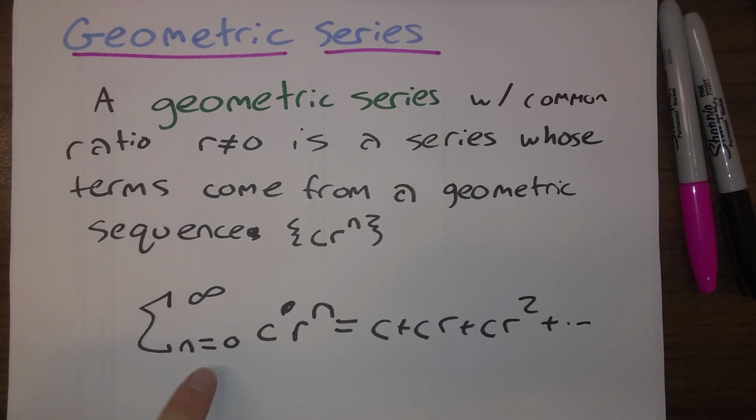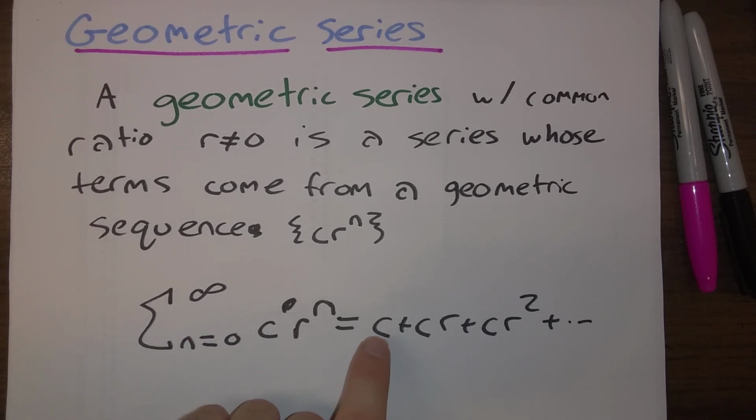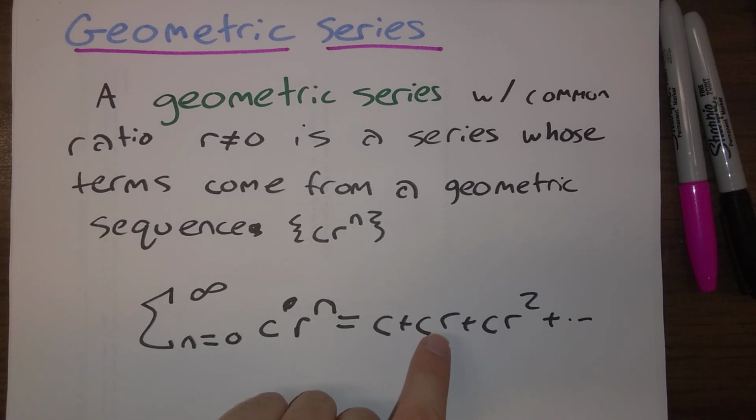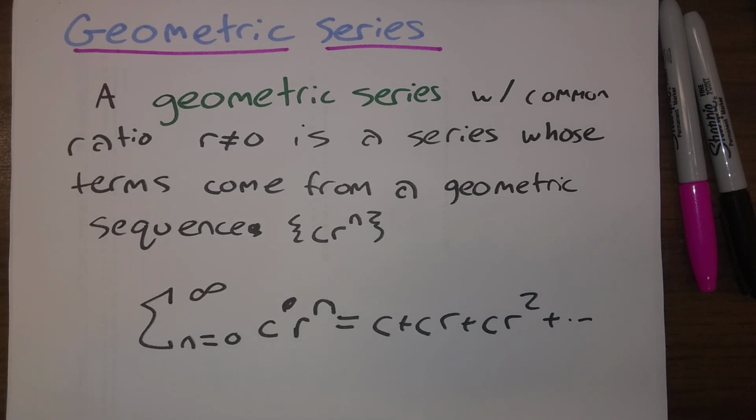If we're indexing starting at 0, and we don't have to start at 0, but if we are, then the geometric series is the sum for n from 0 to infinity of c times r to the n. So that's c plus c times r plus c times r squared plus c times r cubed plus c times r to the 4th, and so on and so forth. Add up all of those terms.